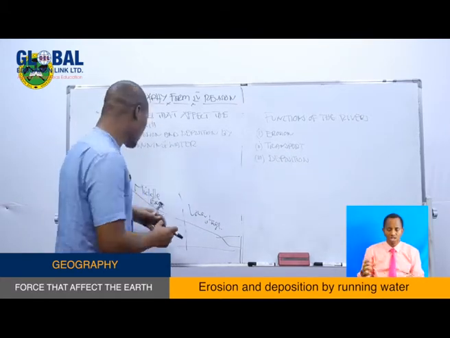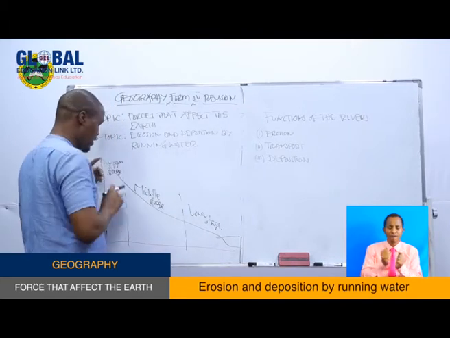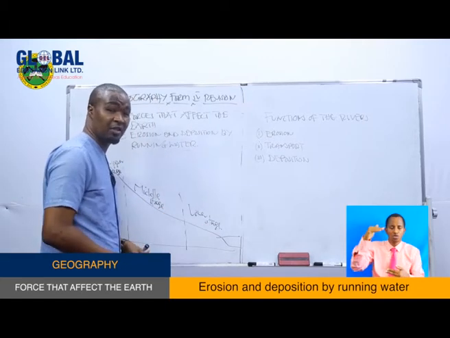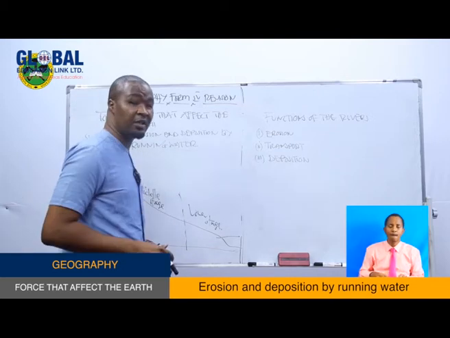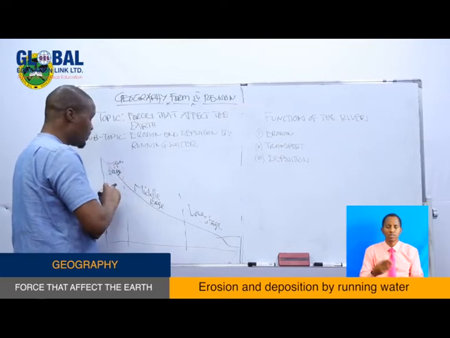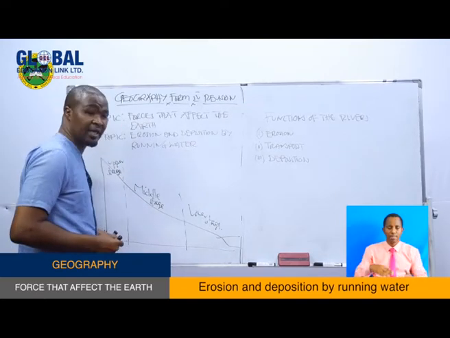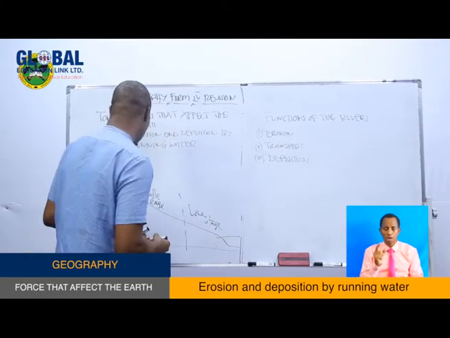Why? Because all of the materials carried by water, by the river, from the upper and the middle, are left deposited at the lower stage of the river development. Are you with me? So we have the main three stages of the river profile development: the upper, middle, and lower stage. So what are the characteristics of each stage? Let's see.